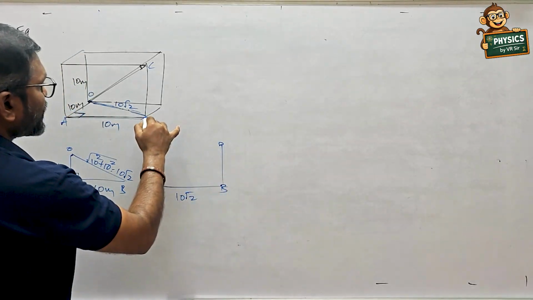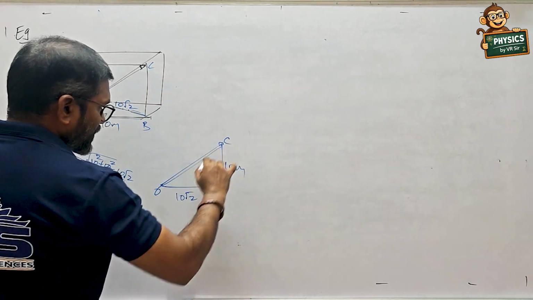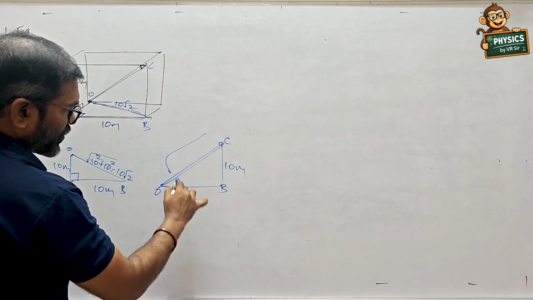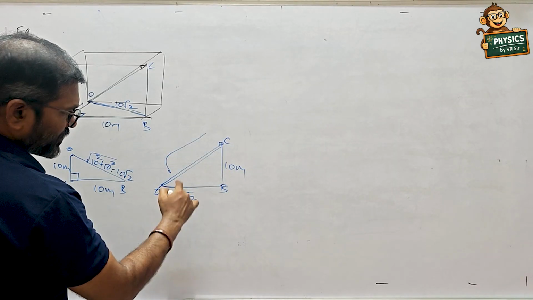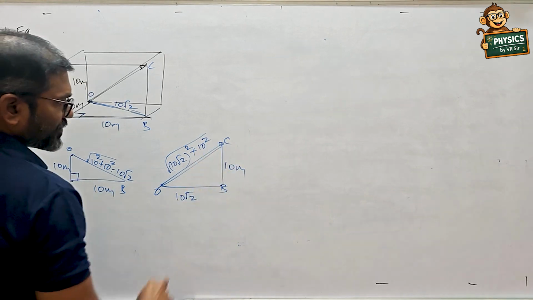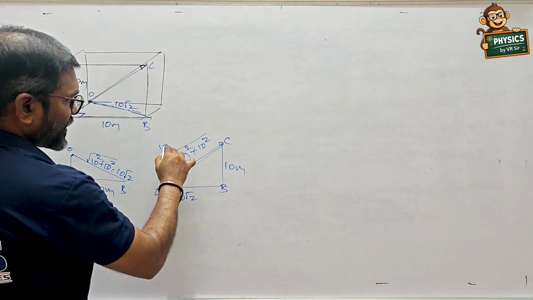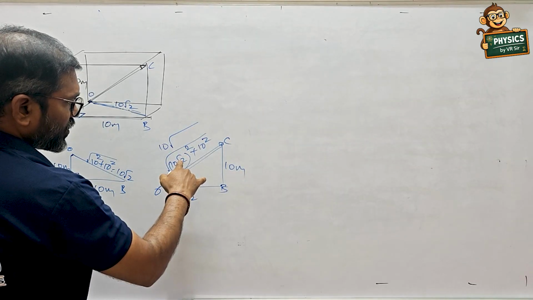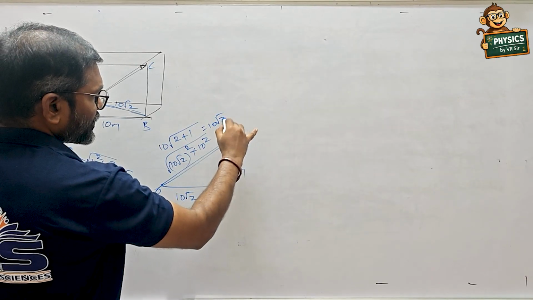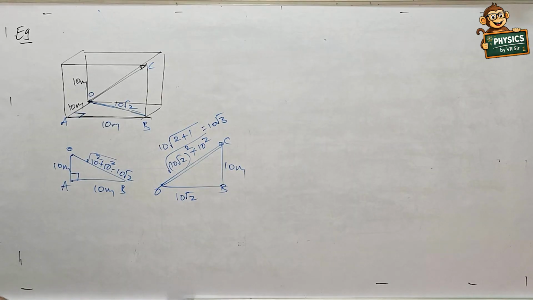Now one more is there from B to C. It's 10 meters. Now this one is nothing but OC. OC will give you root over square of this. Square of this is how much? It's 10 root 2 whole square plus 10 square. If you take common 10 square and bring it out, root over 2 square, 2 plus 1. It's nothing but 10 root 3. So this is the displacement for the given situation.